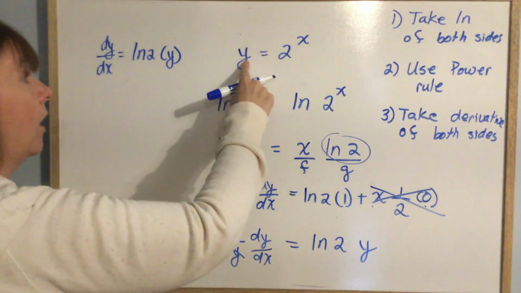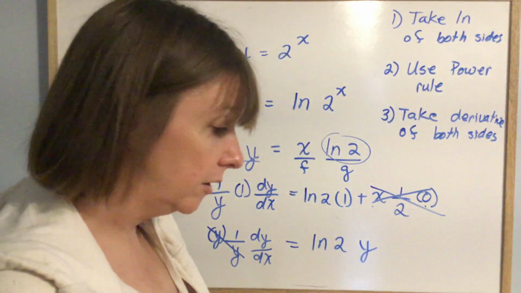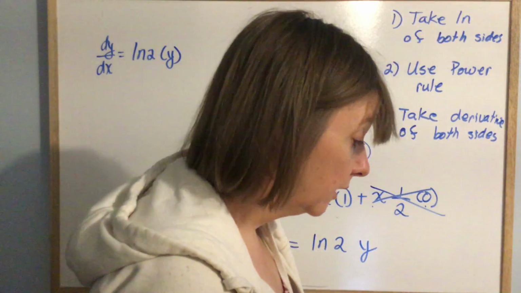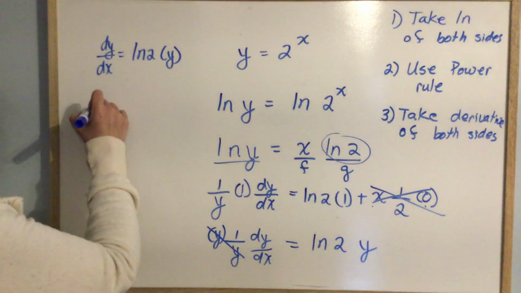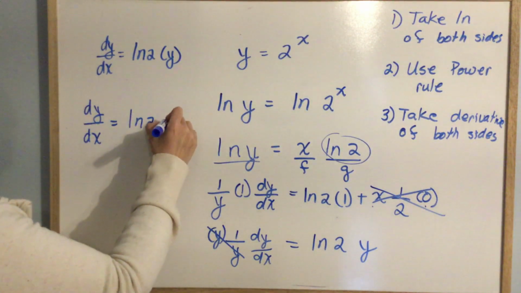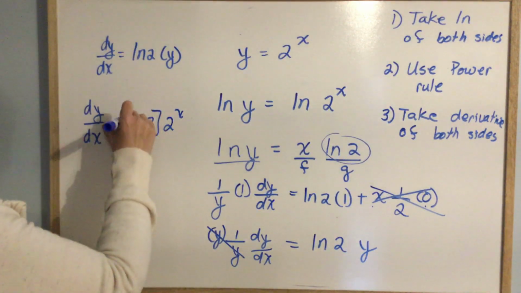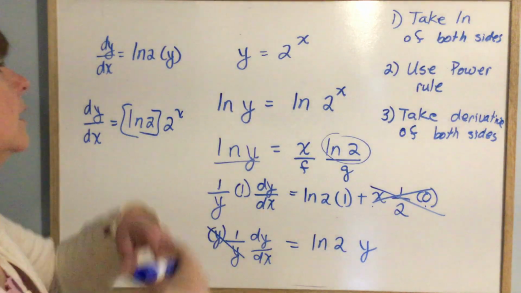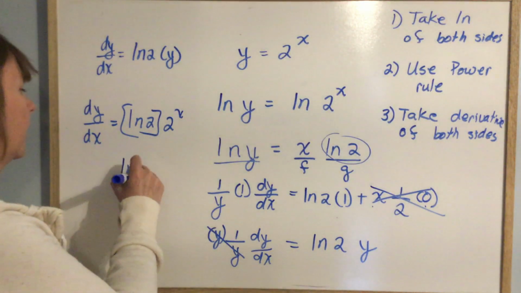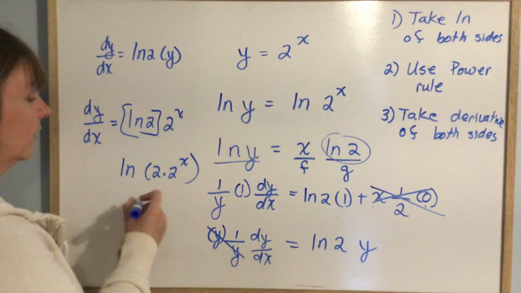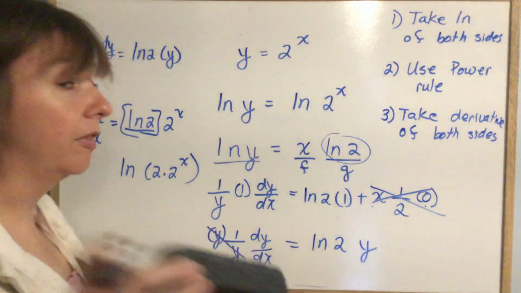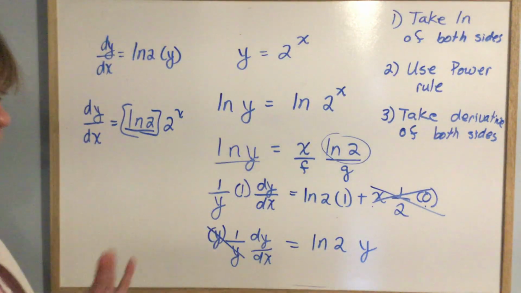But up here I have y is 2 to the x, so I can just replace that with 2 to the x. So dy over dx is ln 2 times 2 to the x. Now I tend to put brackets around it, because it's ln 2 times 2 to the x. It's not ln of 2 times 2 to the x. That's not right. It's ln 2 times 2 to the x. That's an important distinction, okay? That is a very different thing.